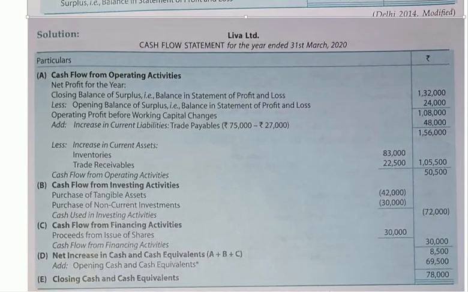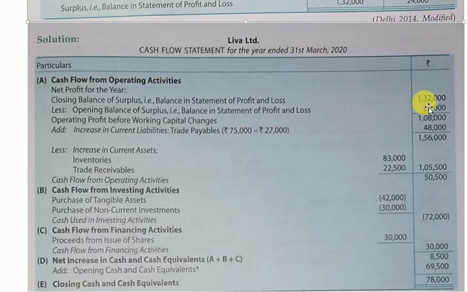Let us go back to our operating activity. 1,32,000 is our current year profit, and previous year profit was 24,000, so directly you can write 1,08,000. There are no non-cash items and non-operating expenses or non-operating income. So whatever is your net profit 1,08,000, it is also your operating profit before working capital changes. So net profit and operating profit is same. Then we have adjusted current assets and liabilities. This was your current liability trade payable 48,000 which was added, and then we subtract 1,05,000. When we subtract 1,05,000 from 1,56,000, we arrive at 50,500. This is a positive figure, and this is your final answer for cash flow from operating activities. So cash flow from operating activities comes rupees 50,500.